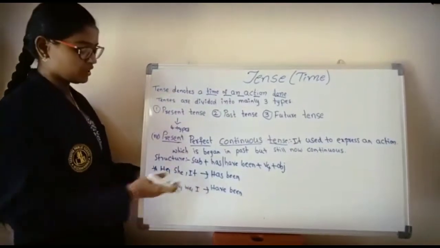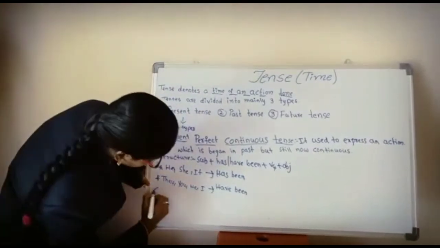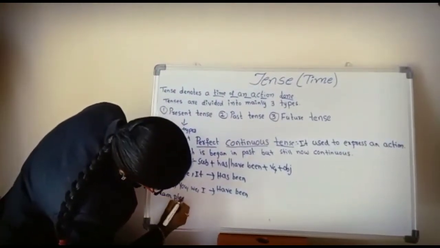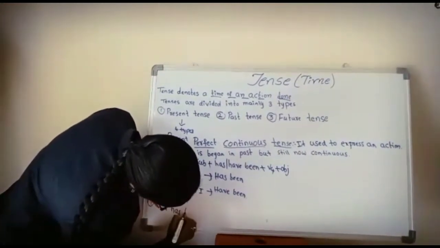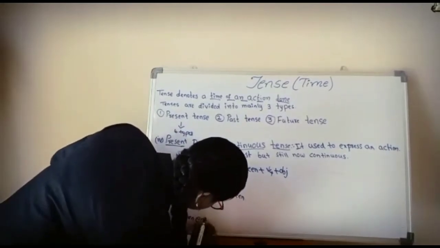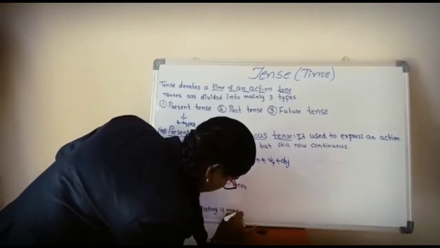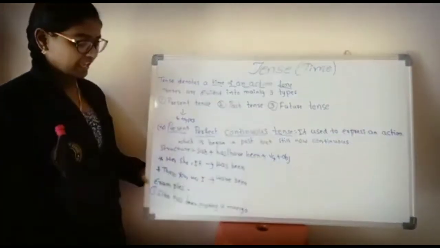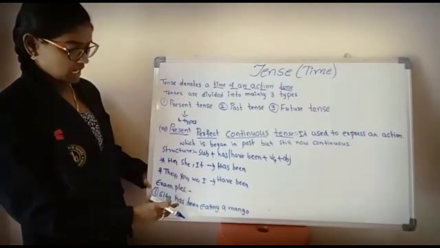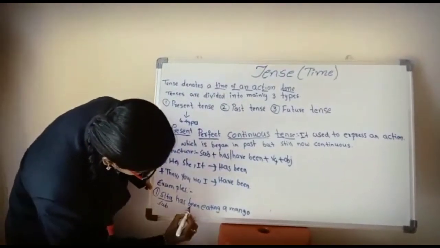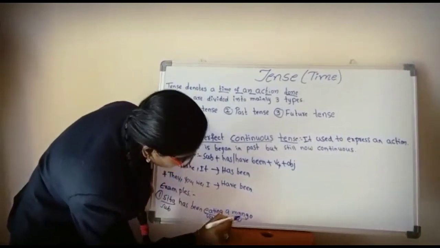Here instead of pronouns we can use nouns also. I am writing the examples by using nouns. Sita has been eating a mango. Here Sita is she and subject. Sita is also subject and eating is V4 and mango is object.